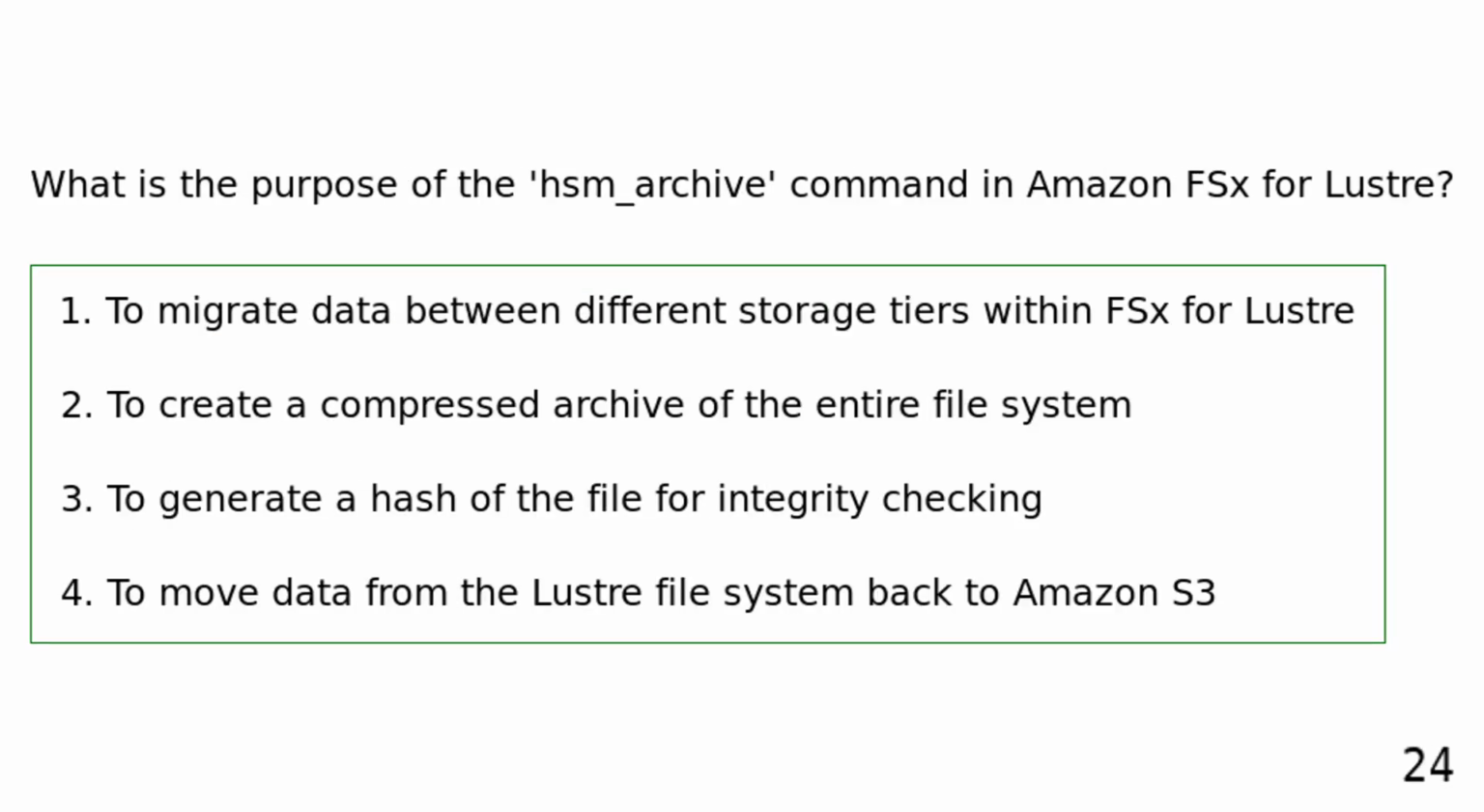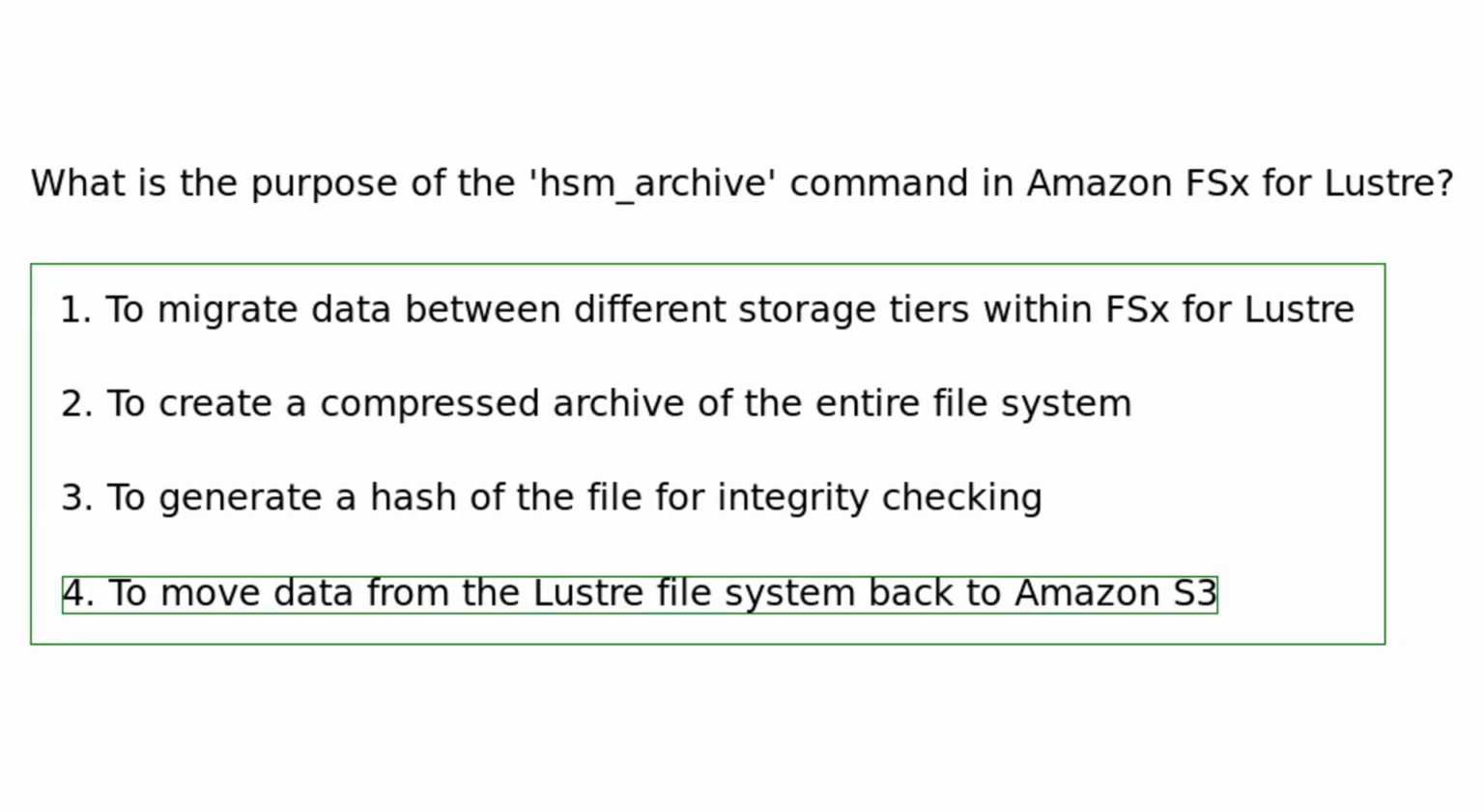What is the purpose of the HSM_archive command in Amazon FSx for Lustre? To migrate data between different storage tiers within FSx for Lustre. To create a compressed archive of the entire file system. To generate a hash of the file for integrity checking. To move data from the Lustre file system back to Amazon S3. The HSM_archive command is used to move data from the Lustre file system back to the linked Amazon S3 bucket, which can help manage storage costs and data lifecycle.